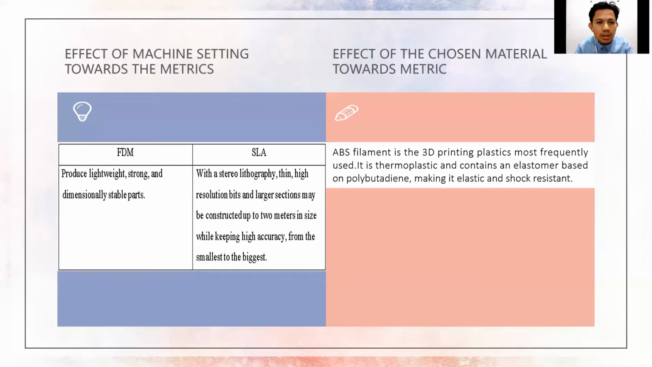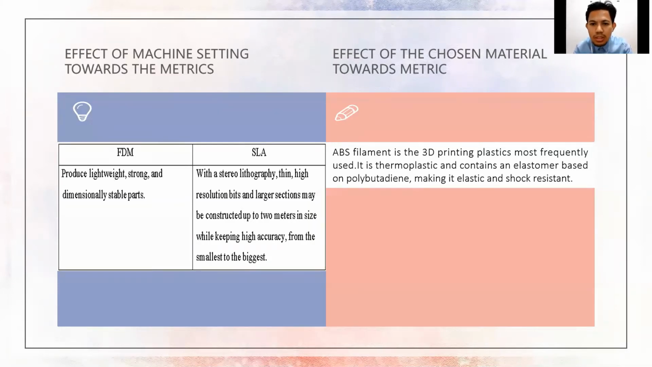Okay, for the effect of machine setting to weight metric, FDM shows that it can produce lightweight, strong, and dimensionally stable parts. Meanwhile, SLA, stereolithography, has a higher resolution, and larger sections may be constructed up to 2 meters.